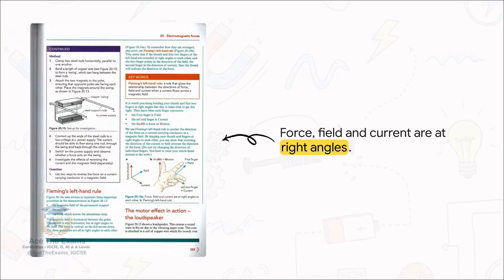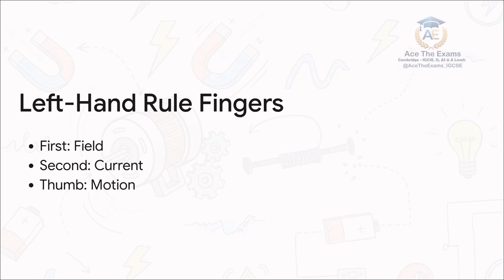Hold out your left hand. Arrange your thumb, your first finger, and your second finger so they are all at perfect right angles to each other, exactly like the diagram on screen. It might feel a bit like a strange hand cramp at first, but this specific posture is the absolute key to unlocking electric motion questions. This is Fleming's left-hand rule, and it perfectly predicts the direction of force. Here's the trick to remembering it for your speed writing challenge.